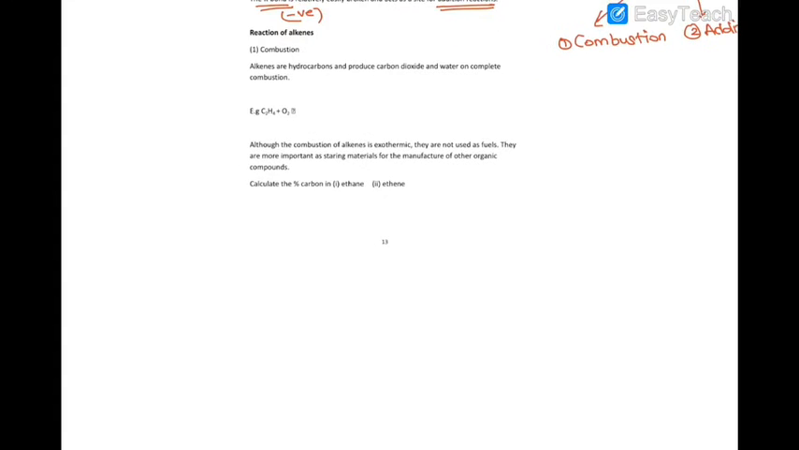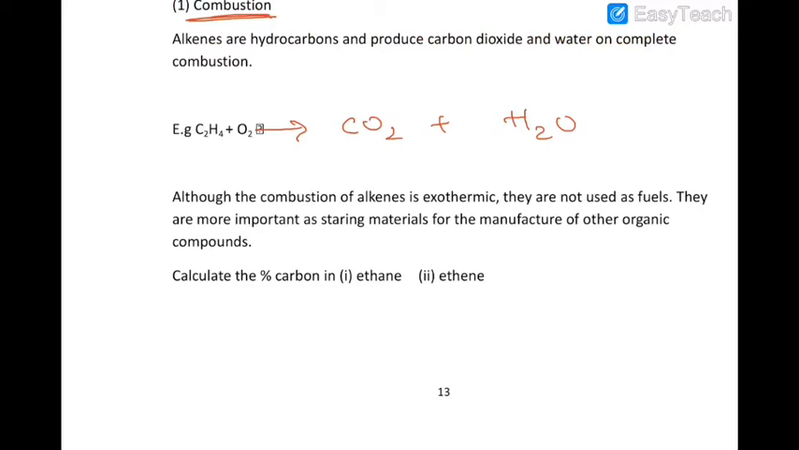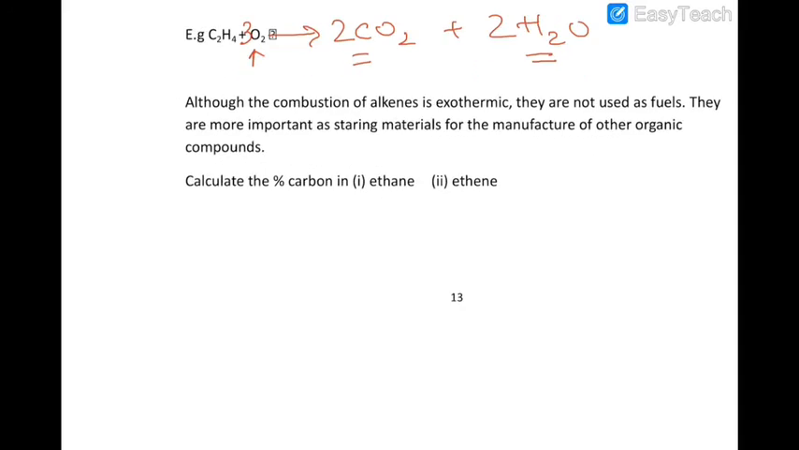So the first reaction that we will look at is combustion. So alkenes will produce carbon dioxide and water when it undergoes complete combustion. Whenever you're balancing such equations, always balance the carbon first, and then you balance the hydrogen, and the last one that you balance is the oxygen here. So 2 carbons and then 2 water, and then you have 6 oxygen, so that's 3 here.